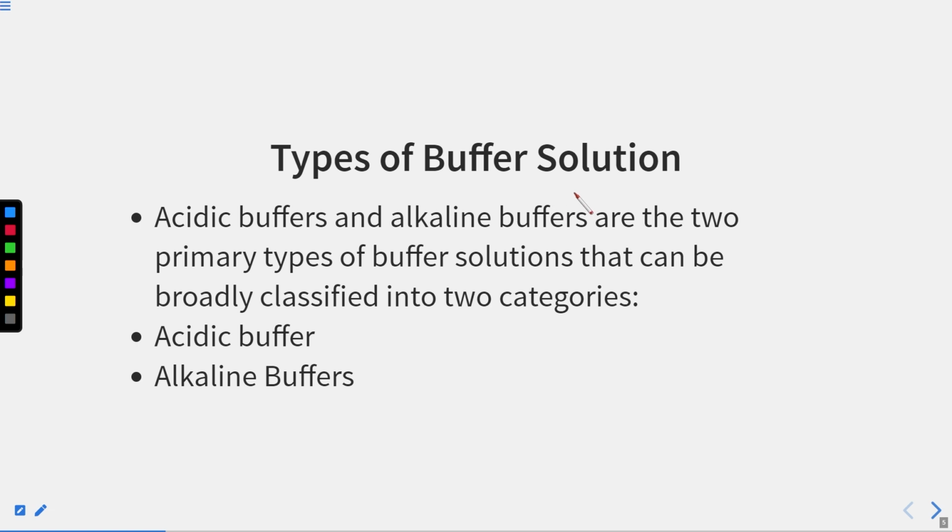Acidic buffer and alkaline buffer are the two primary types of buffer solution, which can be broadly classified into two categories. Sometimes they are known as acidic buffer and sometimes as alkaline buffer, and we are going to study how they got their names. So these are the two broad categories of buffer solution: acidic buffer and alkaline buffer. So let us see this.